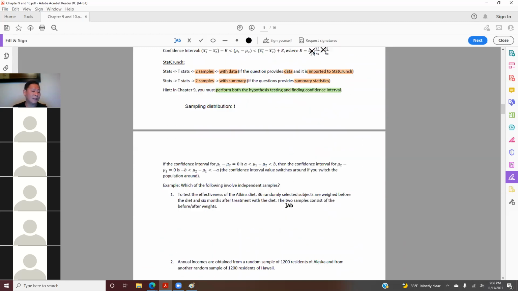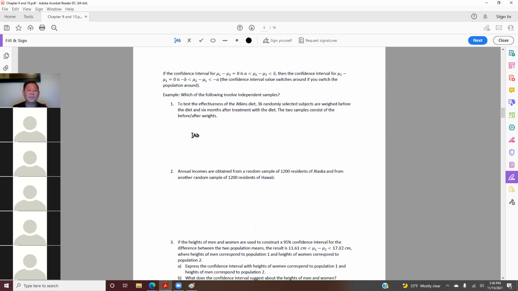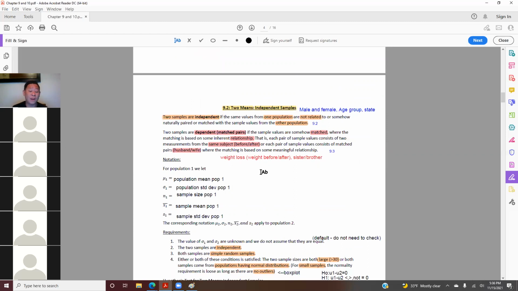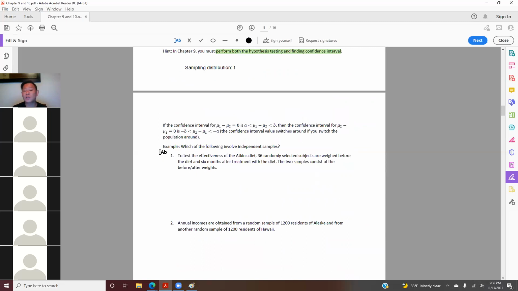All right, let's take a look at the first two questions. These first two questions are asking us: are they independent samples or dependent samples? Independent means one population is not related to the other. Dependent means they are matched, or before and after. So let's read the first question here.